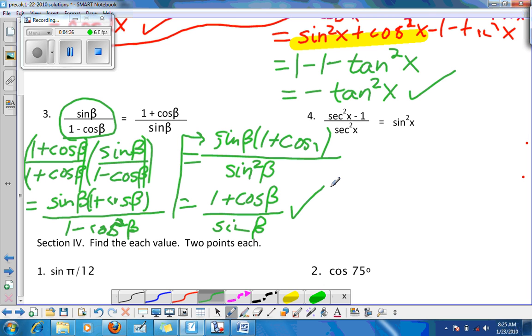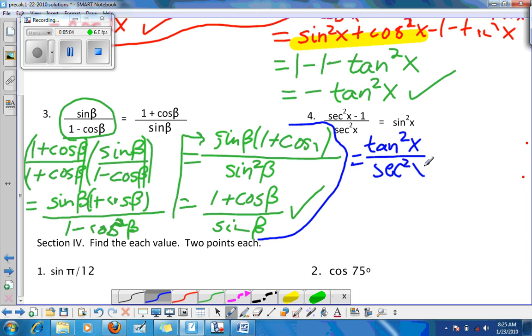Okay, number 4. I saw a lot of you do this problem very differently, so let me just present to you one way that people solve this. Secant squared x minus 1 is equal to the tangent squared of x with one of our Pythagorean identities. So I'm just going to substitute in tangent squared of x over secant squared of x.